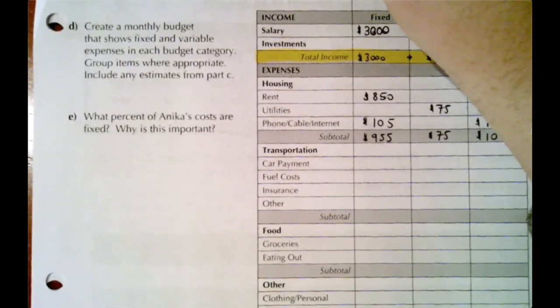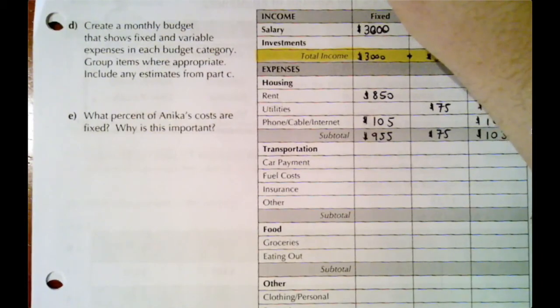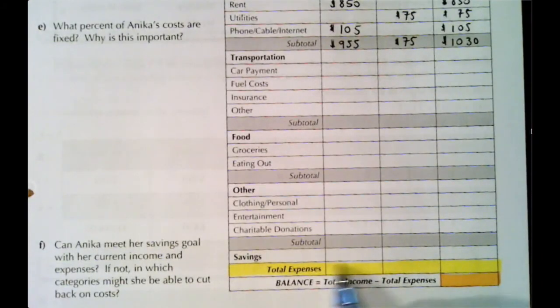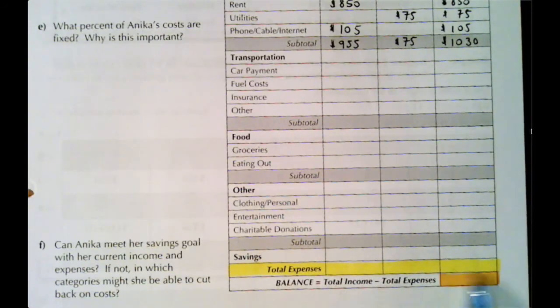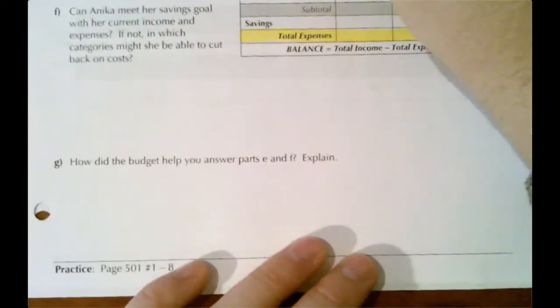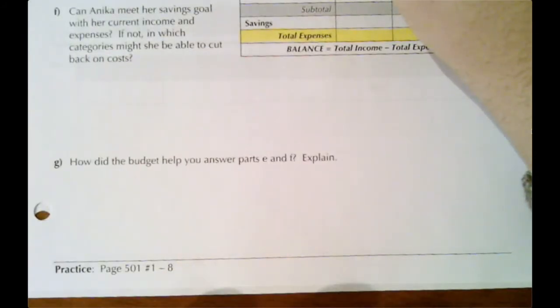Over here on the left, what percent of Annika's costs are fixed? So that's at the very bottom right here. We're going to look at this number, total expenses that are fixed, and the grand total of her expenses and find out the percent. So we're just going to divide and then multiply by 100. We're going to answer the question, can Annika make her savings goal? And if not, what should she cut? And finally, how did the budget help you answer part E and F? Please explain.